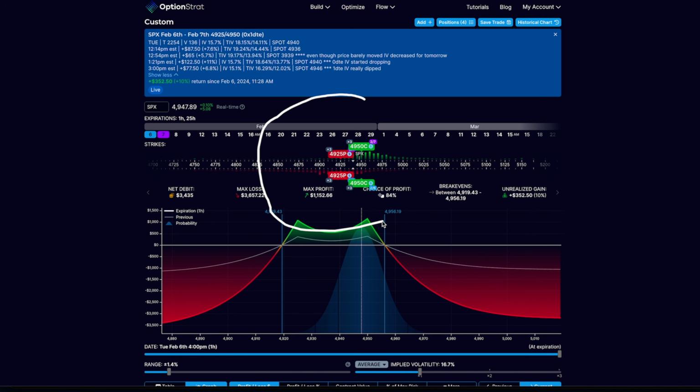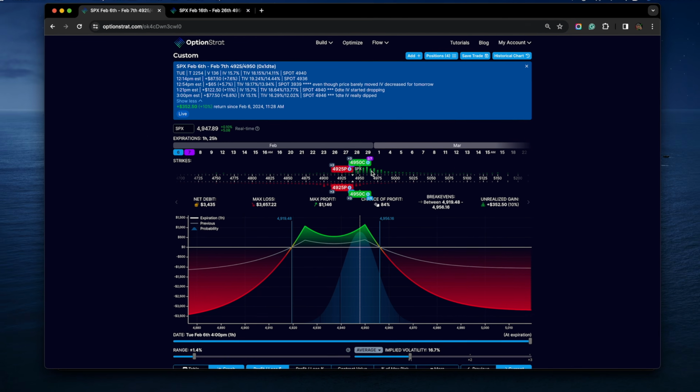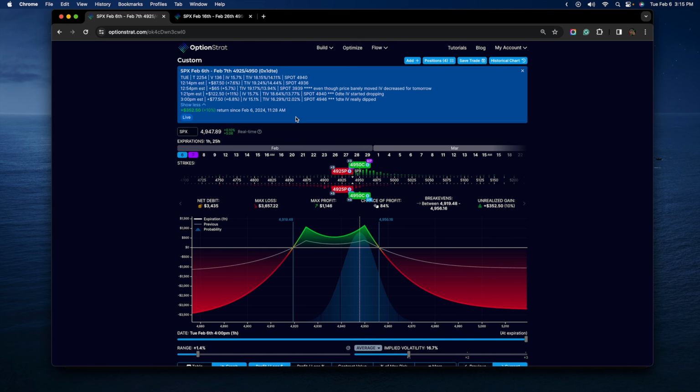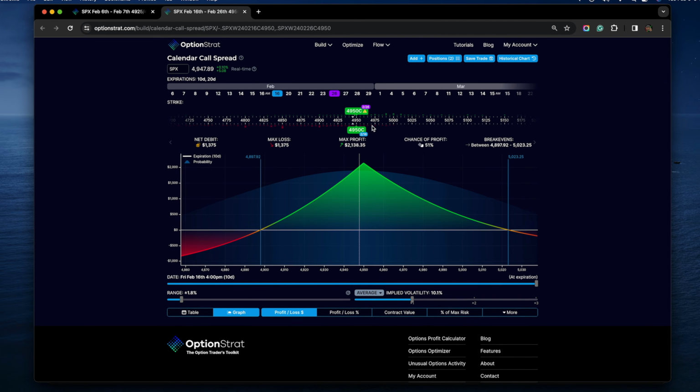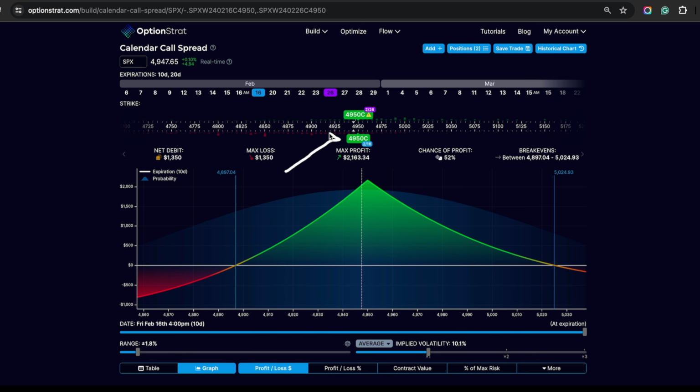A calendar inherently is going to benefit from an increase in implied volatility for your long expiration. If you don't know what a calendar is, it is a combination of selling or shorting one contract and then buying that same strike at a further out expiration. Obviously, when I say one, you can scale up or scale down. But for the basics or learning, this is just saying we are shorting that 49.50 call for this date, February 16th, and then we're simultaneously buying the 49.50 call for a further out in time date.